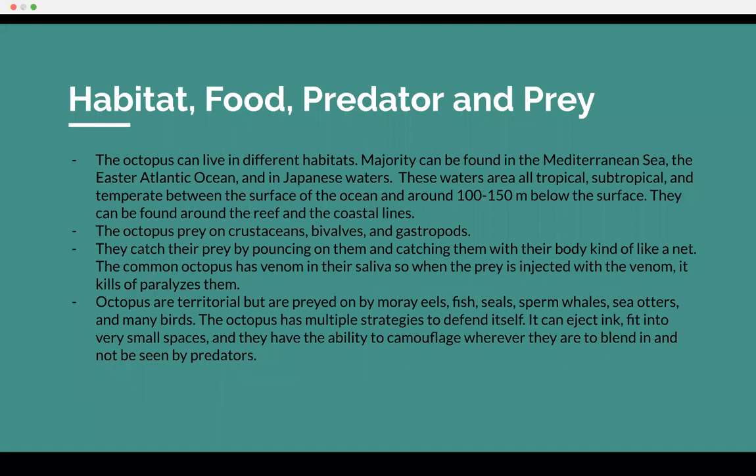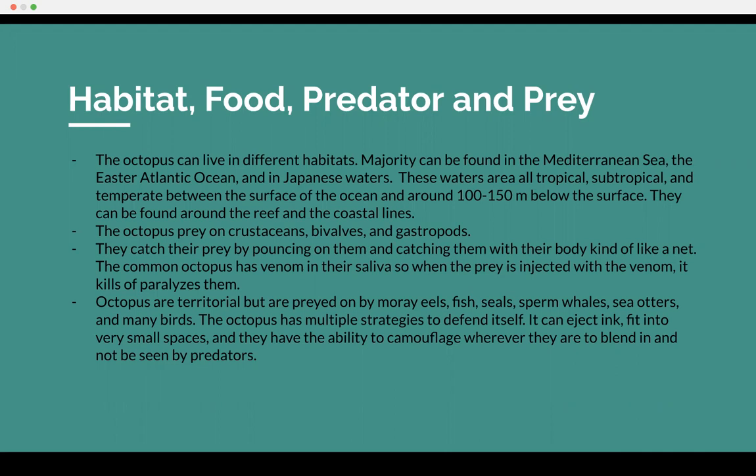So for their habitat, food, and predator-prey relationship, the octopus can live in different habitats. Majority can be found in the Mediterranean Sea, the Eastern Atlantic Ocean, and Japanese waters. These waters are all tropical, subtropical, or temperate. They can live on the surface of the ocean and 100 to 150 meters below the surface. They can be found around the reef and the coastal line. So the Atlantic Ocean, all around the United States, even the Pacific Ocean, but they're found abundantly in those areas that I mentioned earlier.